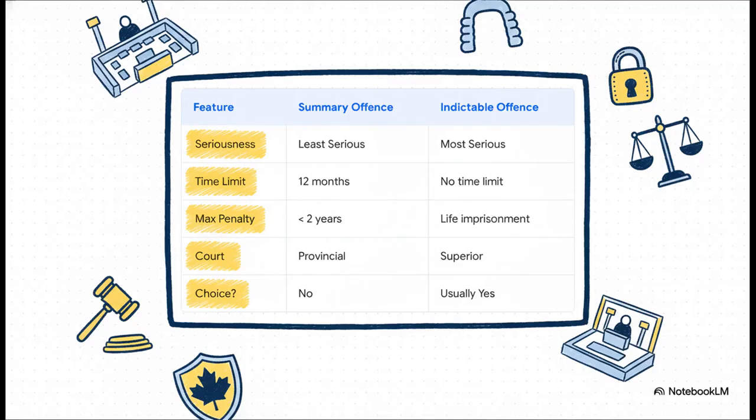And when you put them side by side, the differences are, well, they're huge. For a summary offense, the Crown only has a year to charge someone, and the max penalty is just under 2 years. But for an indictable offense, there is no time limit to prosecute, ever, and the penalty can be life in prison. Even the court is different. Summary cases stay in provincial court, but the big, indictable cases can go all the way to the superior court, where the accused usually gets to choose if they want a jury.